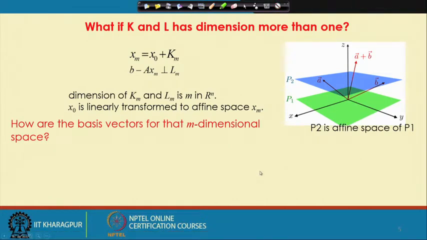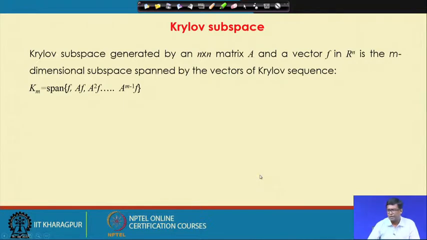We define the Krylov subspace as a subspace generated by an n into n matrix A and any vector f in R n, which is an m dimensional subspace. The Krylov subspace is called an m dimensional subspace if we go to K m, which is spanned by all the vectors f, A f, A square f up to A to the power m minus 1 f.